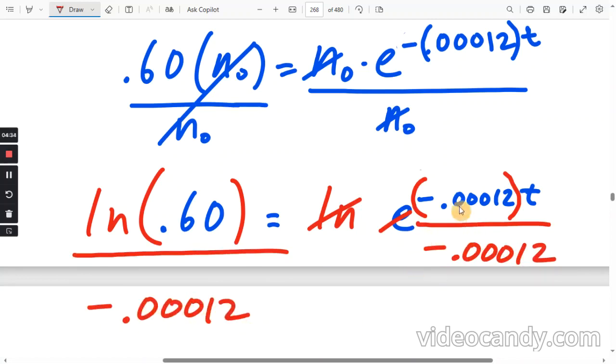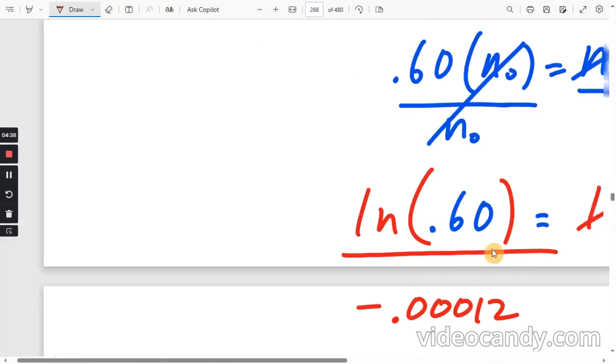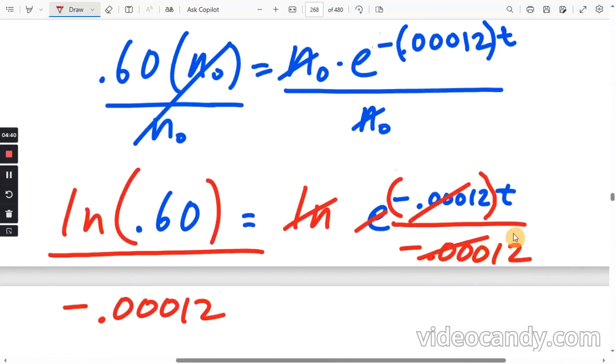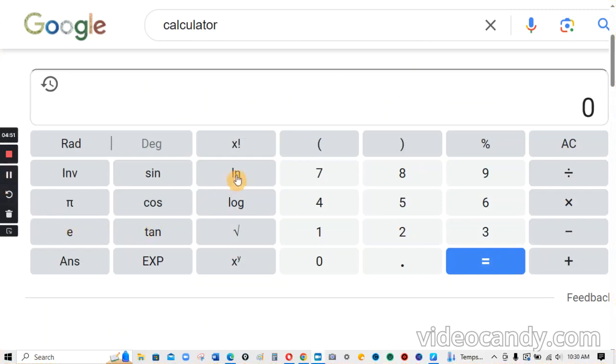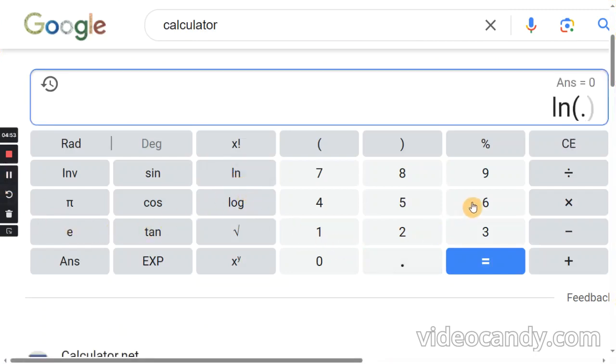On the right side, the same term over itself, that cancels. We are left with t. And that equals this. Let's go to the calculator. ln of 0.6, close parentheses, divided by negative 0.00012.